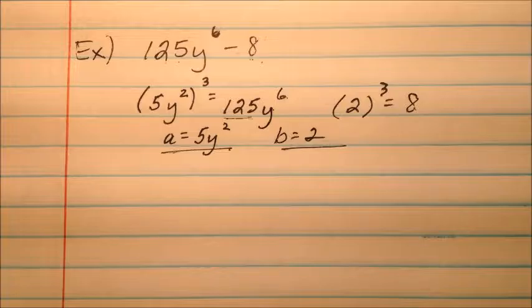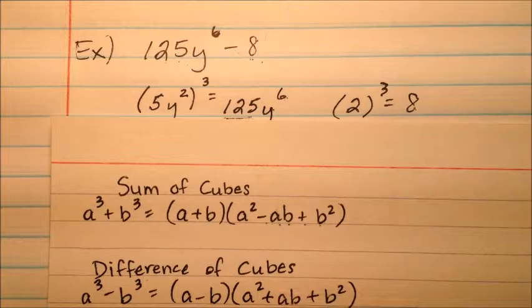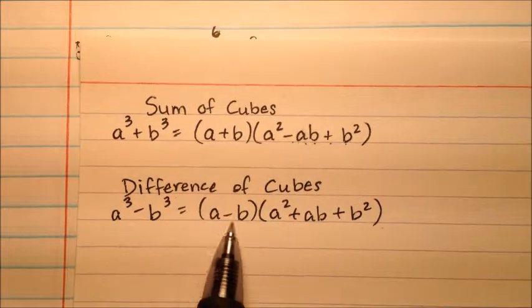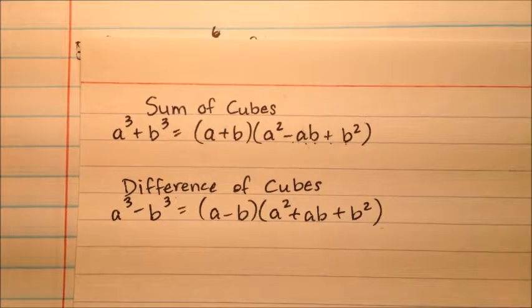If we know those two pieces of information, we can use our handy-dandy formula, which says the difference of cubes is going to be the quantity a minus b, and then we have this second quantity.